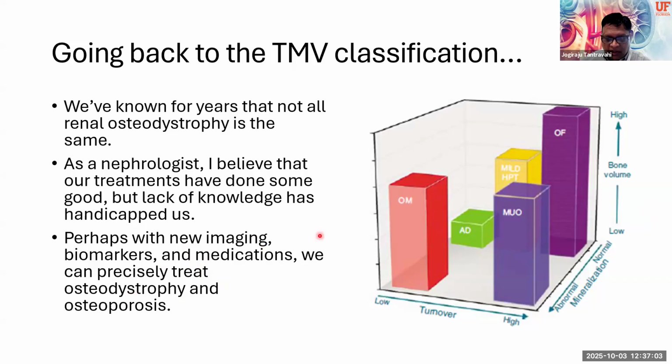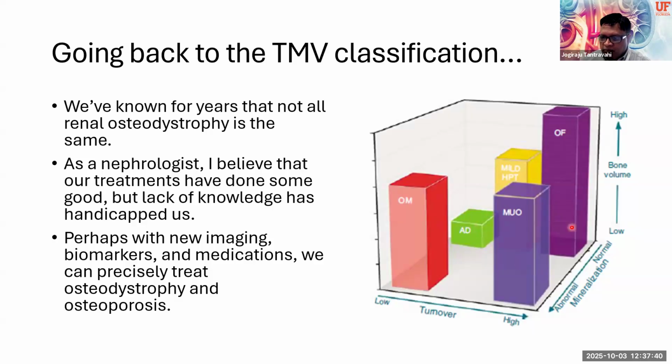So, for example, if we have someone with adynamic bone disease, with low bone mass and low turnover, a bisphosphonate might not be the best idea. It's not going to add bone mass, and growing bone mass requires an element of turnover to succeed. So perhaps a bisphosphonate might not be the best medication for these people. Perhaps an anabolic medication like teriparatide might be better.